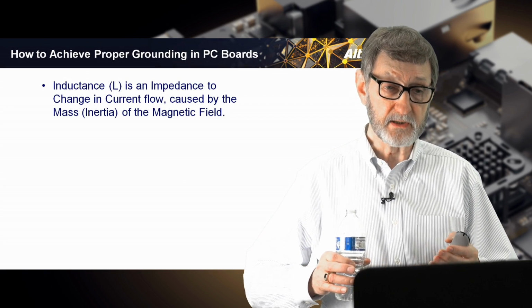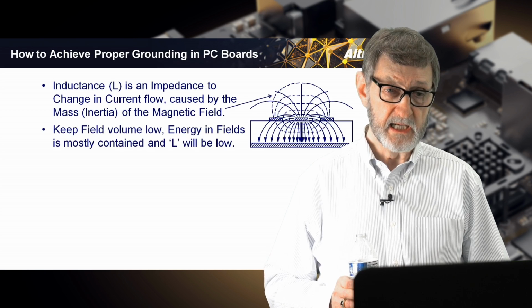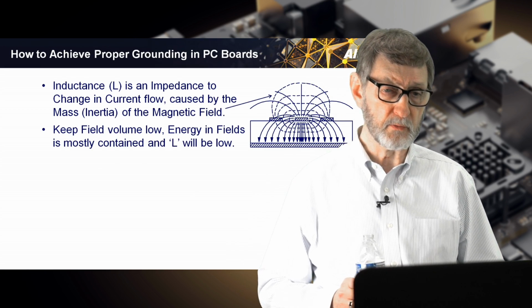The best way to lower that impedance, that inductance, is to put the trace directly over a return plane.